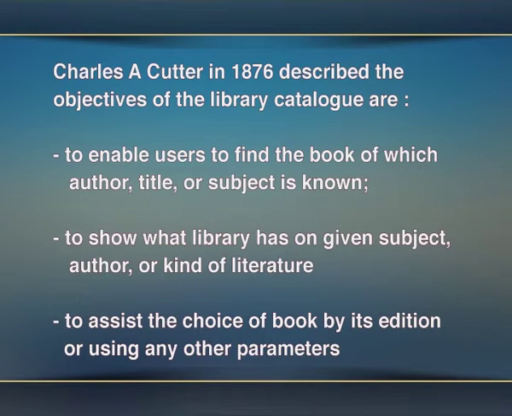Charles A. Cutter in 1876 described the objective of a library catalog as to enable users to find a book of which the author, title or subject is known. This means users should be able to find the document using various descriptors, whether it is author, title or subject, and the catalog should show what the library has on a given subject, author or kind of literature. Apart from that, Cutter also says that the catalog's objective is to assist the choice of the book by its edition or using any other parameter.